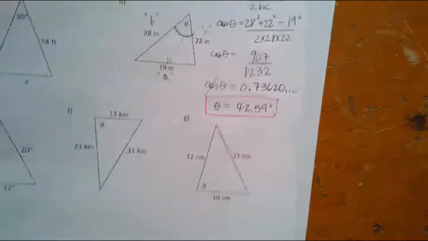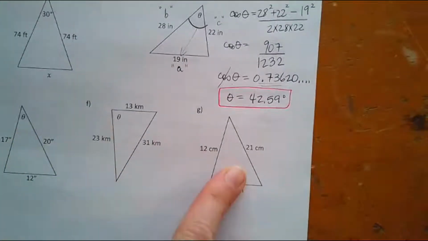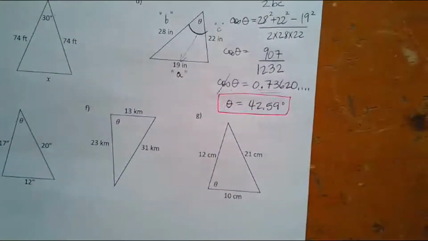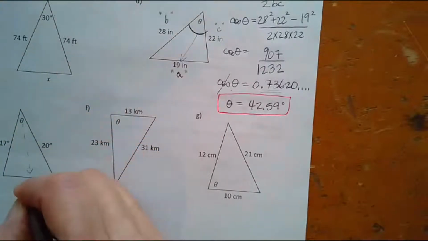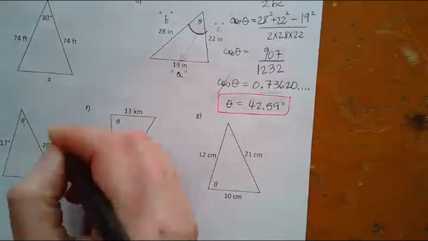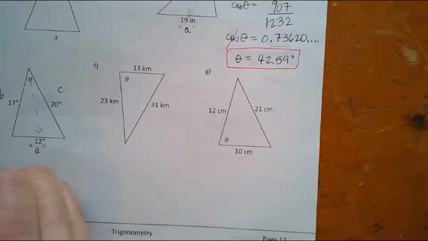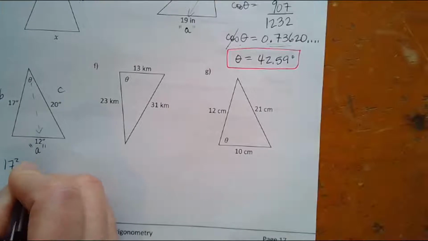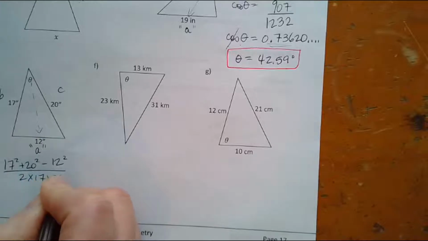Now I can see that all of these are the same, right? They're solving for theta. So I'm going to use this same formula that I have up here. The only thing that really matters is that you identify who A is. If you identify who A is, it doesn't matter who B and C are. So this is B and C. So cos of theta equals B squared plus C squared minus A squared, all over 2 times B times C.